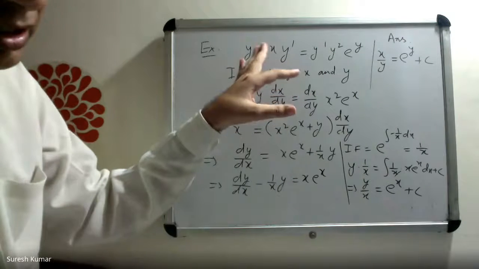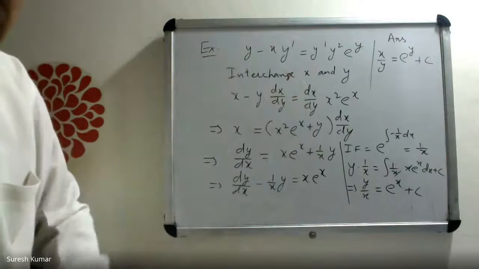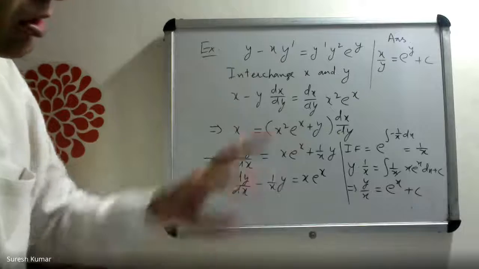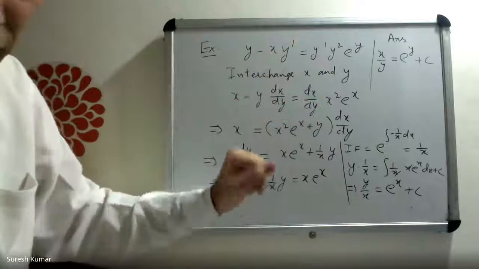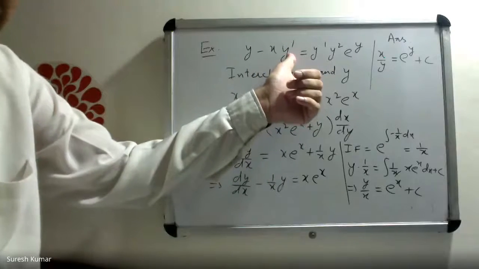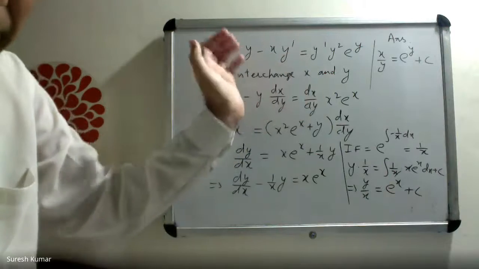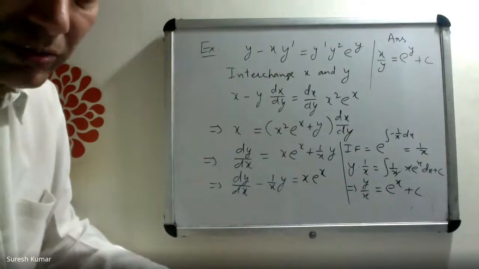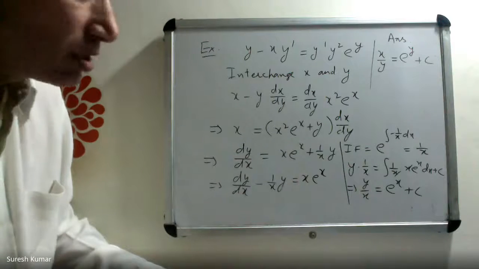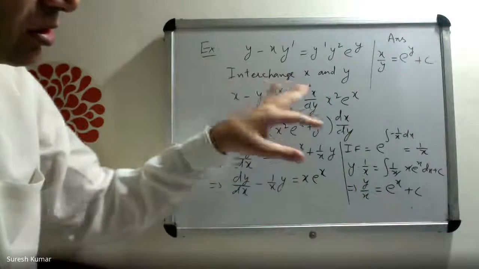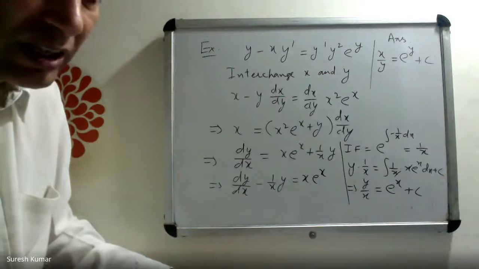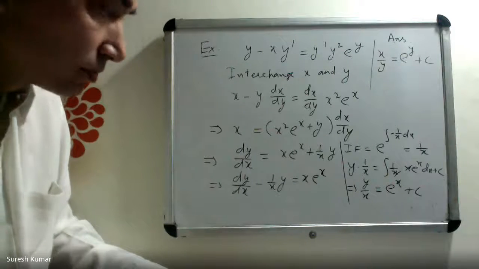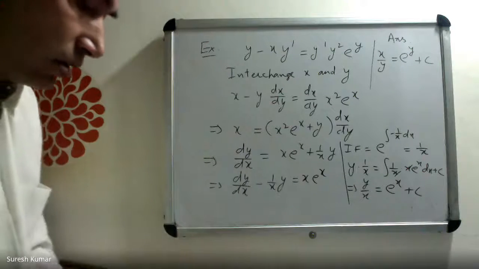Suppose the problem is given, solve this as a linear differential equation. Then you will try to see whether it's linear or not. So you will separate y prime from it. And if you separate y prime and you see that it's not linear, it means you need to do something. So that's how you can think, let's interchange x and y and see whether it's linear or not. Okay? Okay, sir. Thank you.